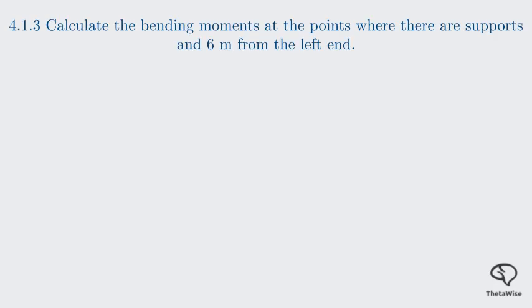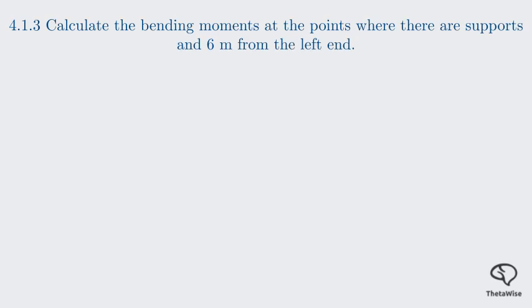Before we calculate, we need a sign convention. The standard convention is that hogging moments are negative and sagging moments are positive. A hogging moment is caused by forces that create a hump in the beam, while a sagging moment creates a smile.